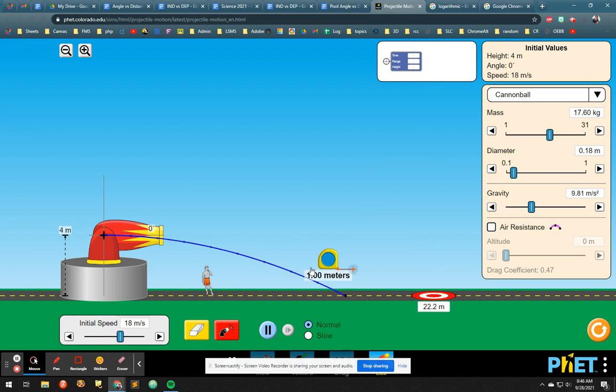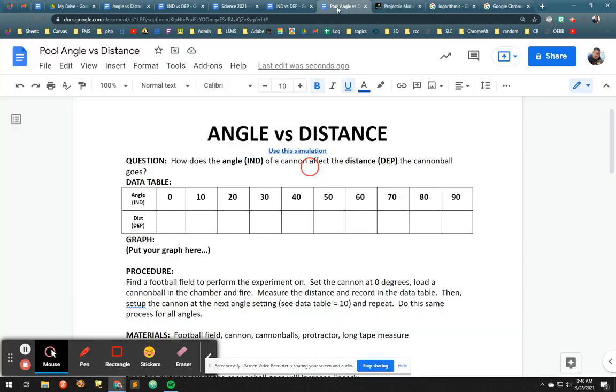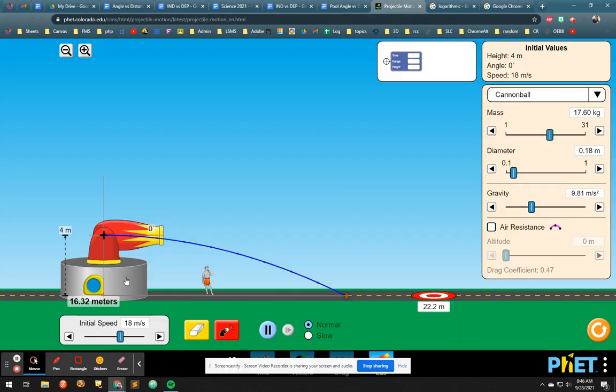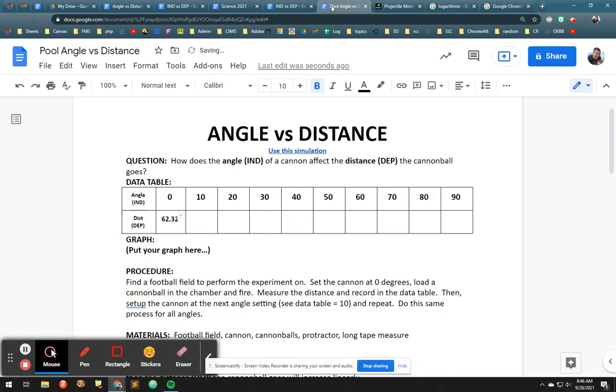And find out what that distance is. The way you do that is use this tape measure. Put it right there and stretch that to there. And now I write 16.32 meters in the data table for this. Is that what I got? Let me look again. 16.32. Okay, 16.32. All right, then we move to the next one.